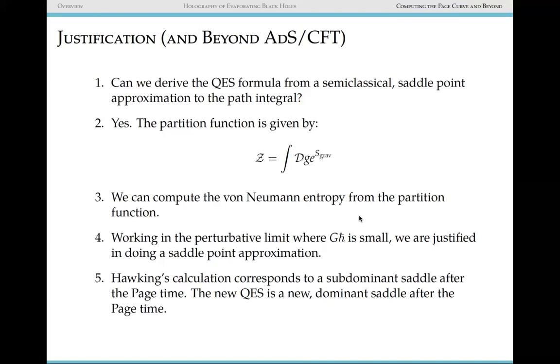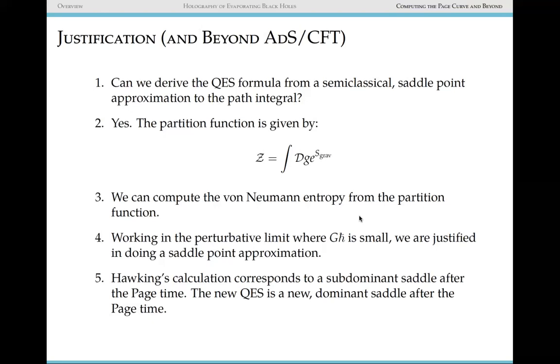Okay, so typically we don't do this whole thing, but we can do a saddle point approximation if we're working semi-classically, where our small parameter is G Newton times h bar. From a top-down perspective, I'm going to do a saddle point approximation with the partition function, and use it to compute the von Neumann entropy, and I'll show you in a moment how that's done. What we find is there are two saddle points. One corresponds to Hawking's calculation, and one corresponds to the quantum extremal surface calculation.